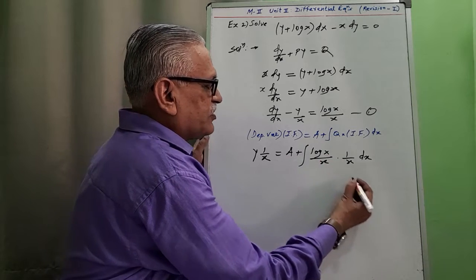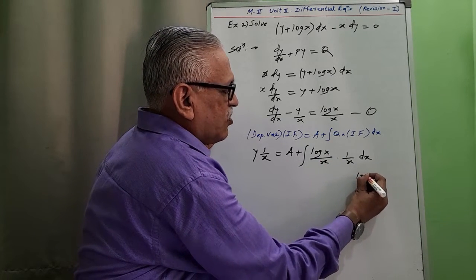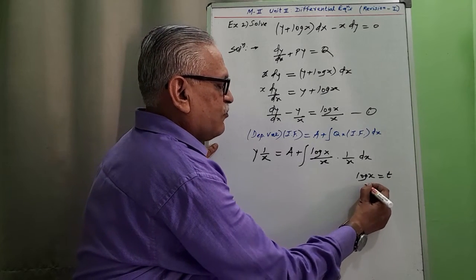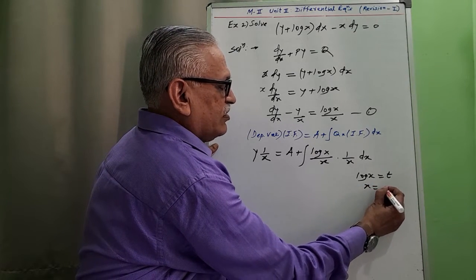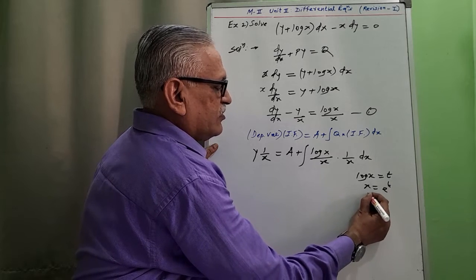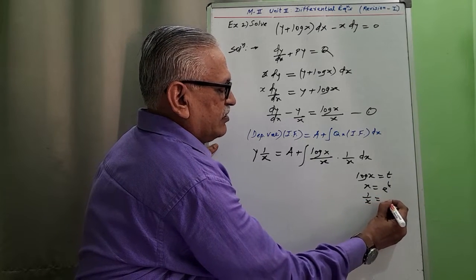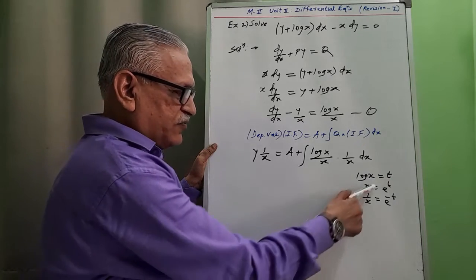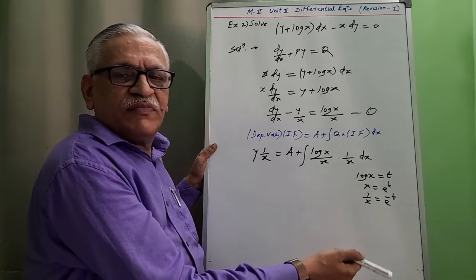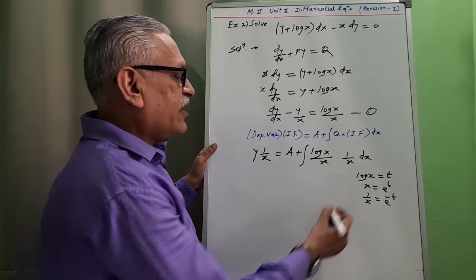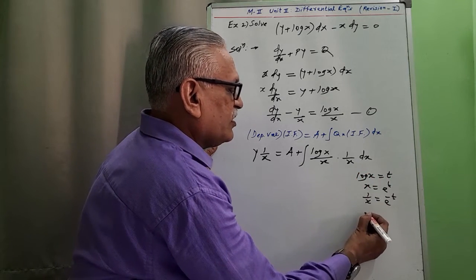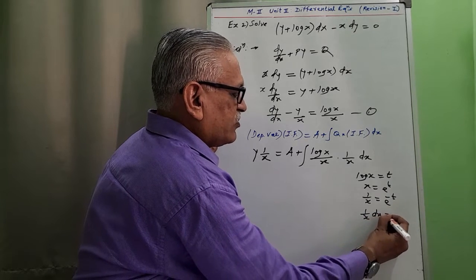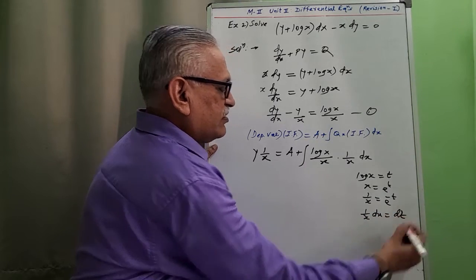Here I am using the substitution technique. Substitute log x as a new variable t. Therefore, x is equal to e raised to t, and 1 by x is e raised to minus t, the reciprocal of e raised to t. And differentiating this with respect to x, we get 1 by x dx is equal to dt.